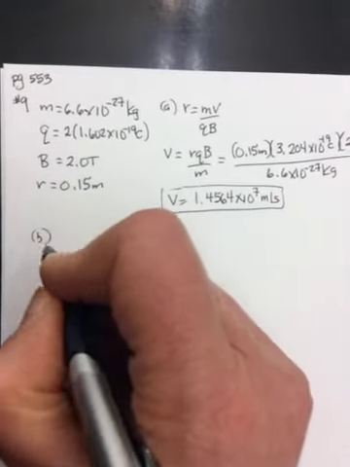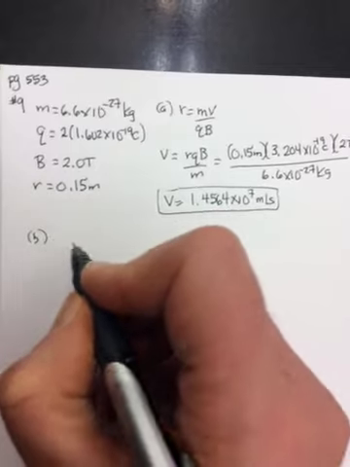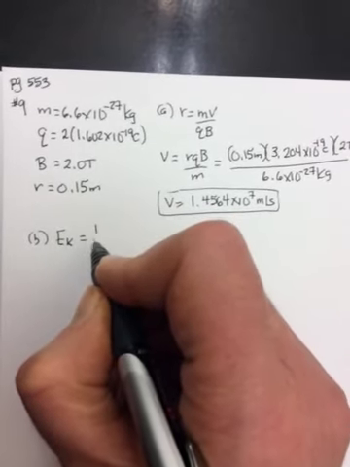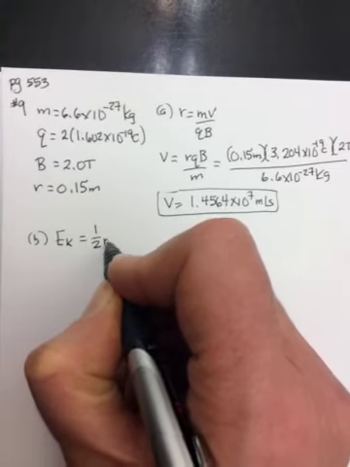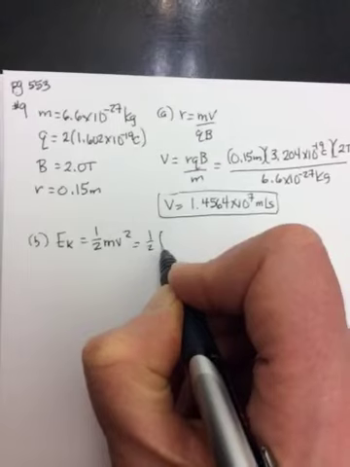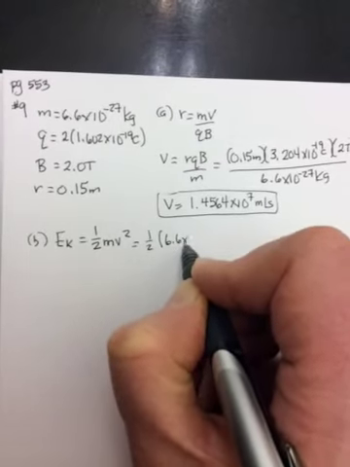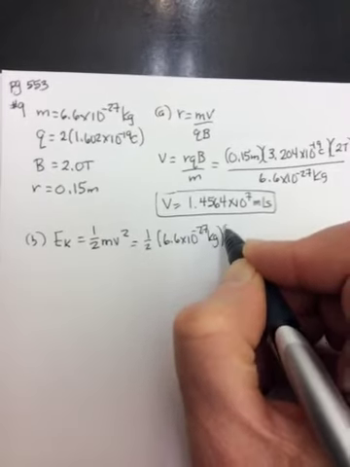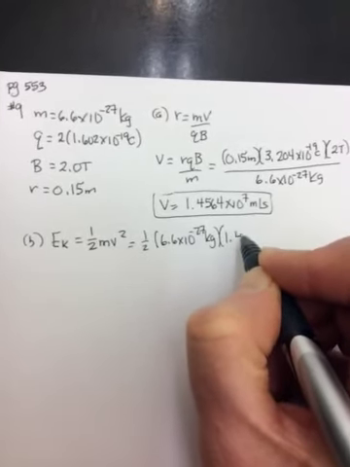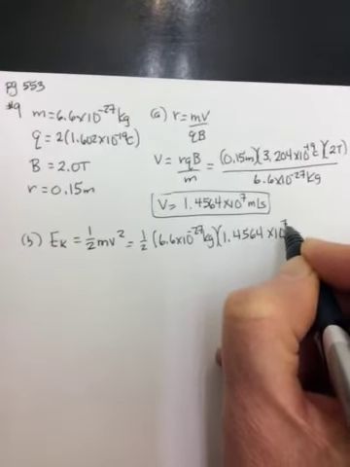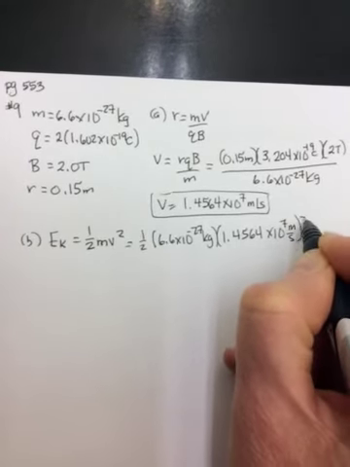B says, what is its kinetic energy? So from grade 11 physics, we would know kinetic energy is equal to 1/2 the mass times the velocity squared. So 1/2 mass, 6.6 times 10 to the negative 27 kilograms, and the velocity that you just found, 1.4564 times 10 to the positive 7 meters per second, squared.